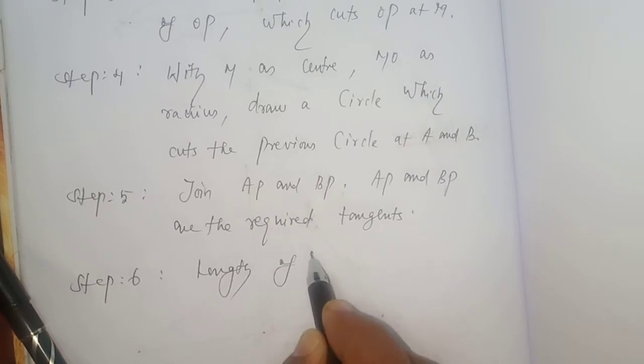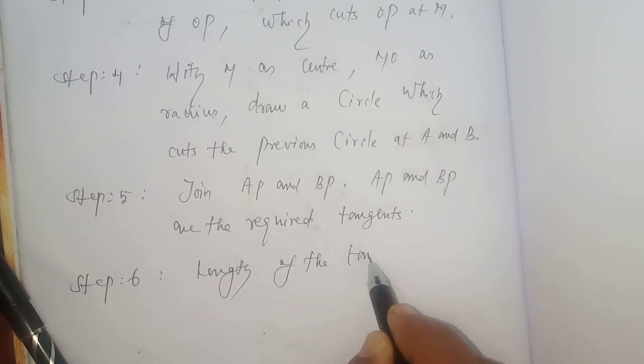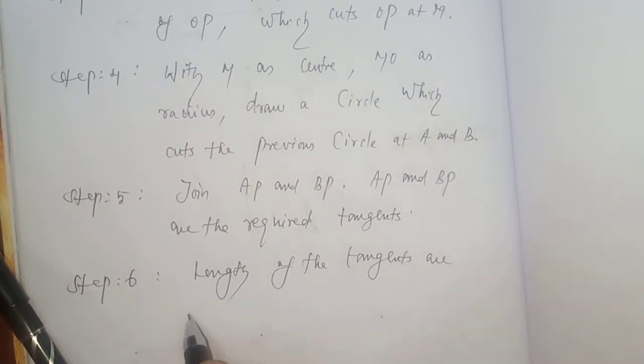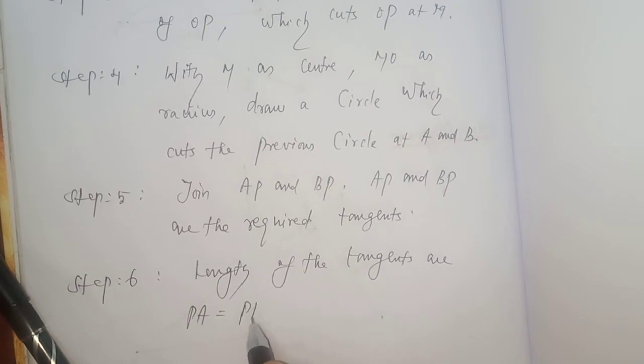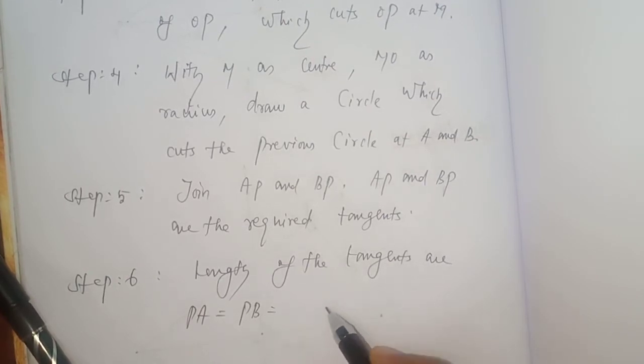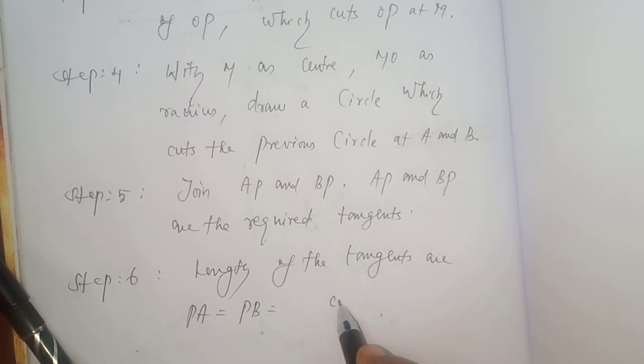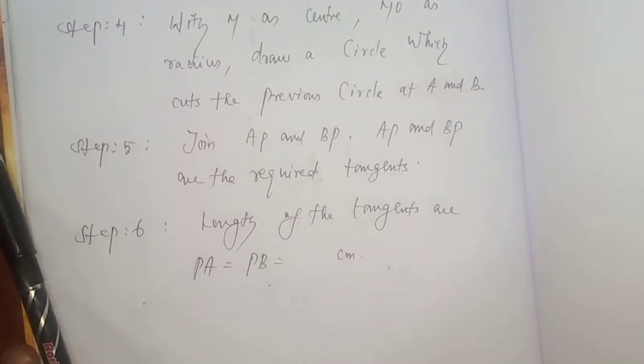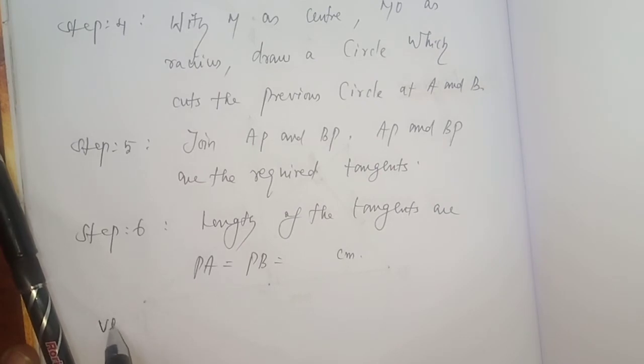Length of the tangents PA, that is equal to PB, that is equal to, here leave some space. Finally you can write, you just put centimeter only. So how to find the length of PA and PB? We can do it in the verification part.